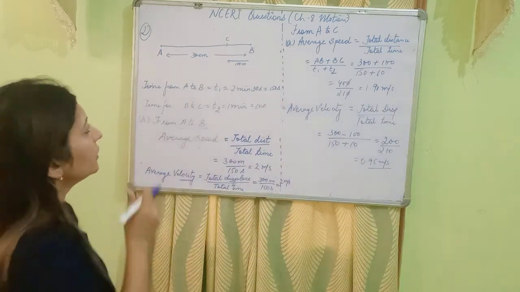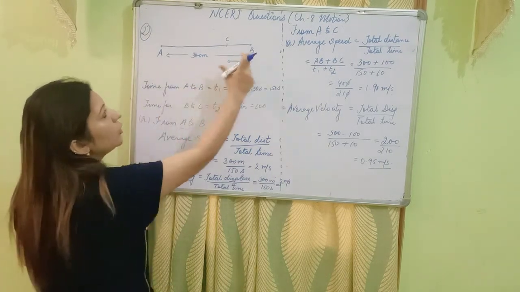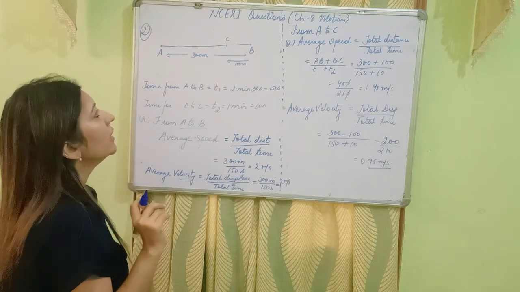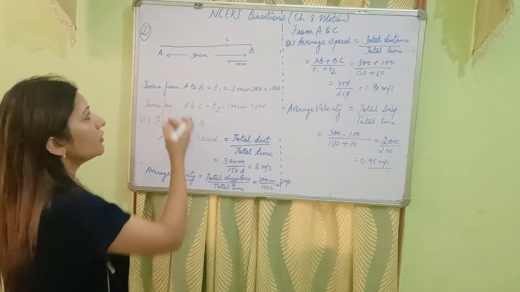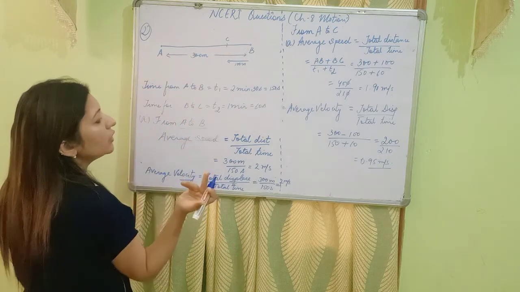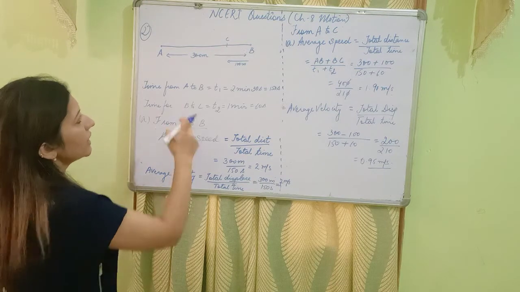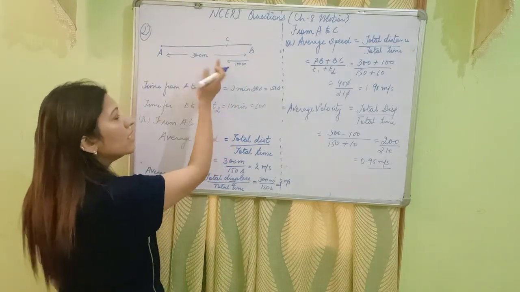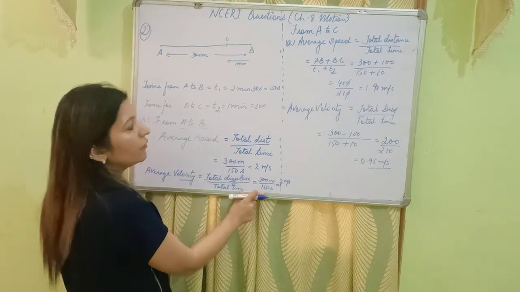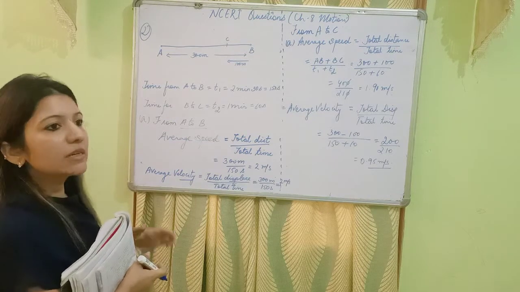You need to calculate the distance and displacement during two intervals, from A to B. It is quite easy. It is a straight line motion. Distance is 300. Total time is given to you. Time is 150 seconds. Now average velocity is displacement. Displacement again from A to B is 300 divided by total time taken, 150. Now from A to C, average speed is total distance upon total time.